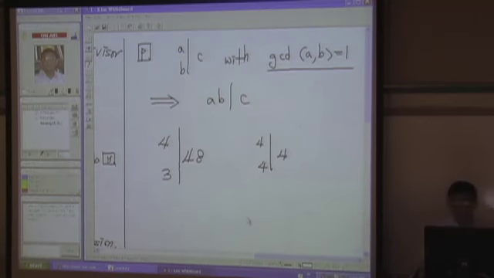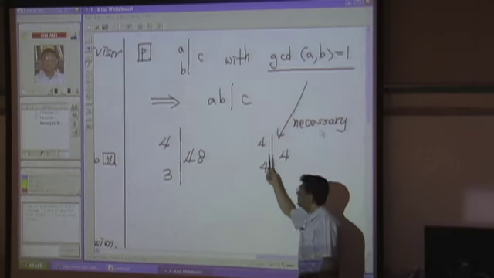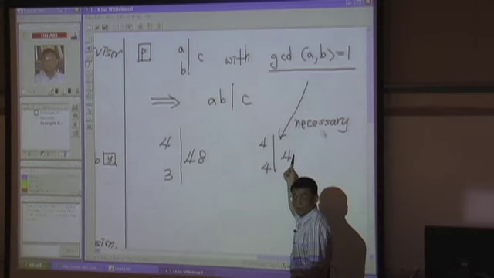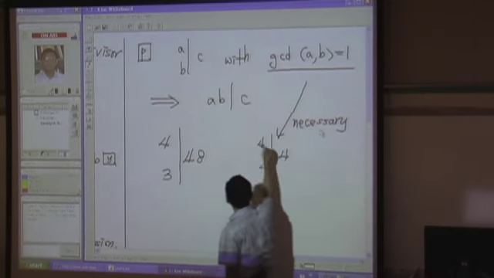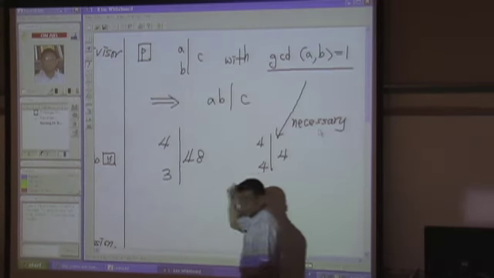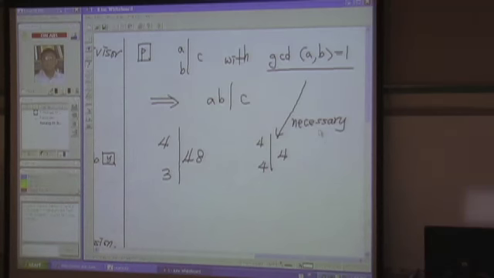Without this condition, this thing happens, right? If we drop this condition, then we have this kind of situation. 4 divides 4, 4 divides 4, but the product does not divide 4. In this case, the GCD of 4 and 3 is 1. But in this case, the GCD of 4 and 4 is not 1. So this is necessary. So do you follow me? And later we will find the rigorous proof of these kinds of things.